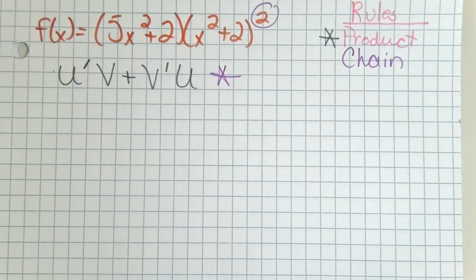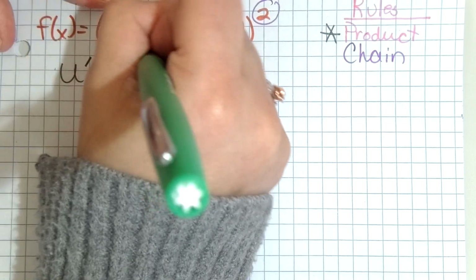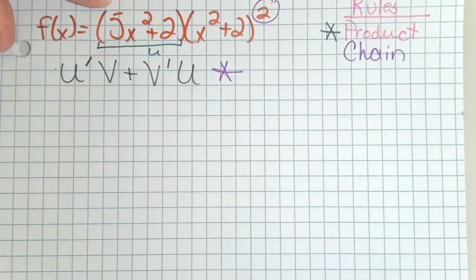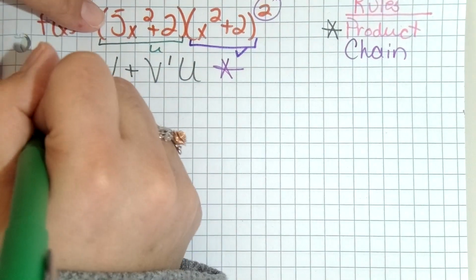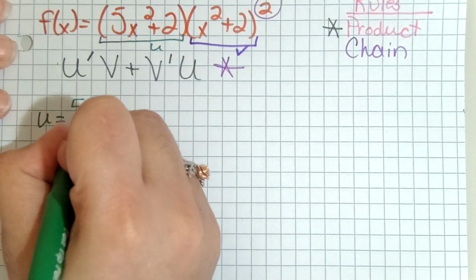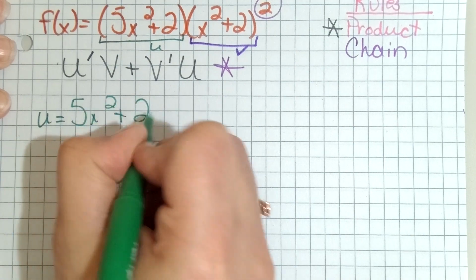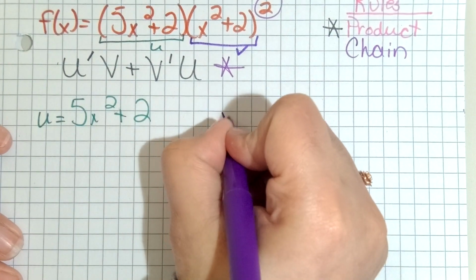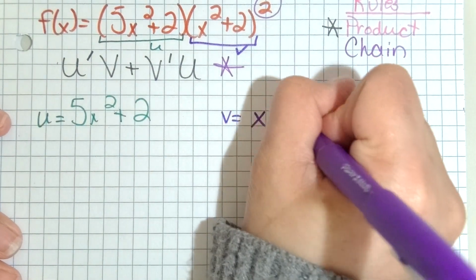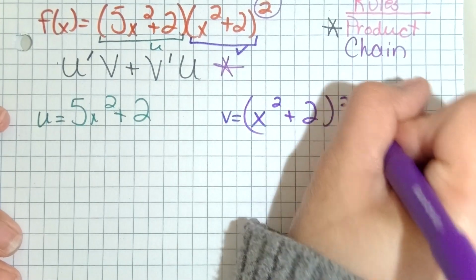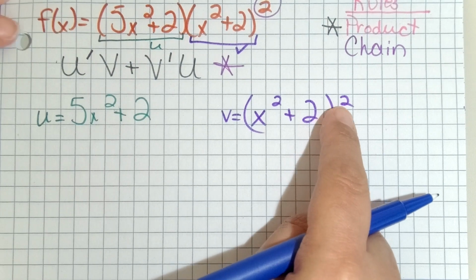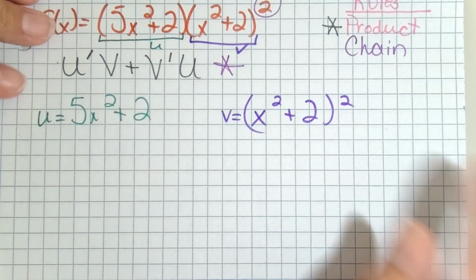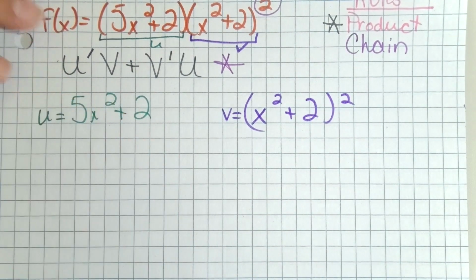So I'm going to label u and v. Here is u. Here is v. Just like normal. Labeling u and v. U is equal to 5x squared plus 2. V is equal to x squared plus 2 all squared. So like Ronaldo said, that tells me that I need to use the chain rule because of that square on the outside of the parentheses. Questions?